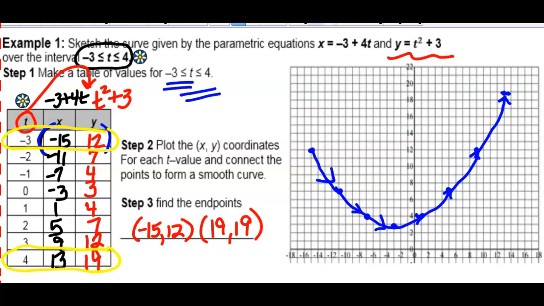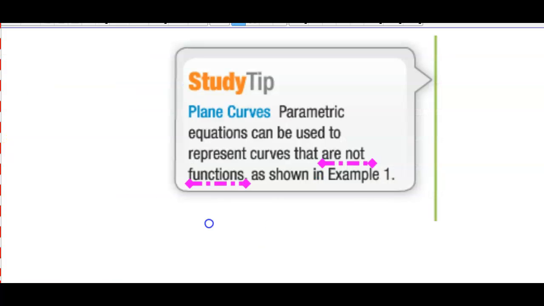Now, I will tell you when you do these in your calculator in a minute, the calculator doesn't let you set a particular window only in terms of, it doesn't stop on the table, but it will stop on the graph, I believe is what I'm trying to say here. All right. They can be used to represent graphs that are not functions. So sometimes it will look like this or something, meaning it fails the vertical line test.